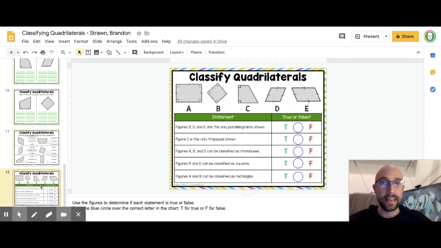And then finally, this last slide, number 12. This one we just got to drag to the true and false. So let's see. I'm just doing one with you. Figures B, D, and E are the only parallelograms shown. B, is that a parallelogram?